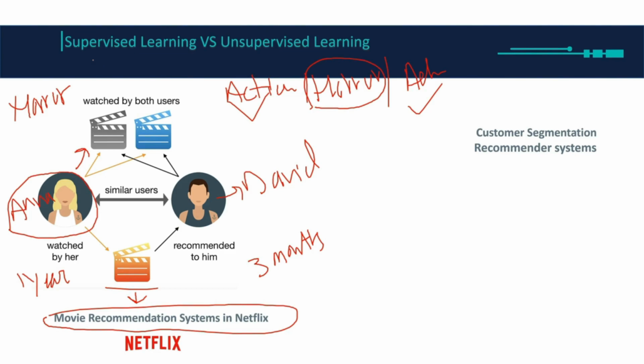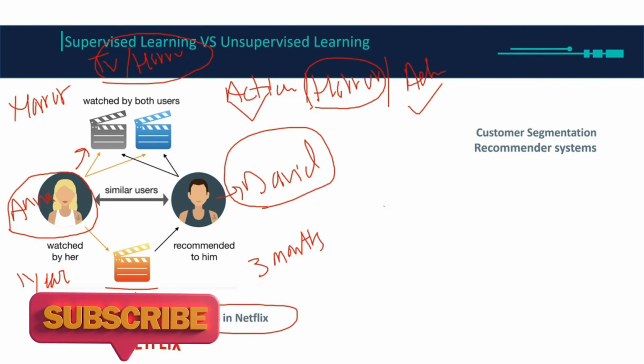So if a new TV show was released and it was horror and Anna immediately watched it, it will be shown to David that if you are watching this show, there is a big chance you're going to love the new show, which is also horror. This is how the recommendation works according to the watching behavior.